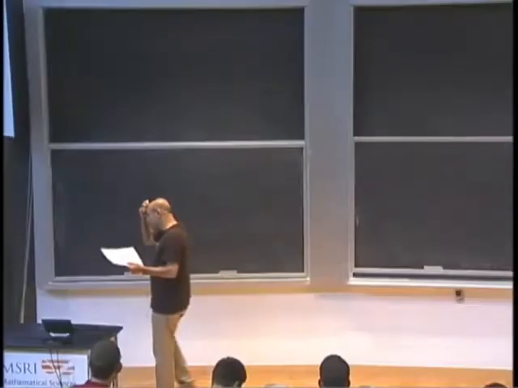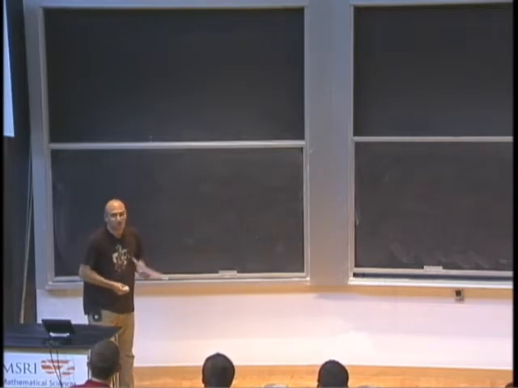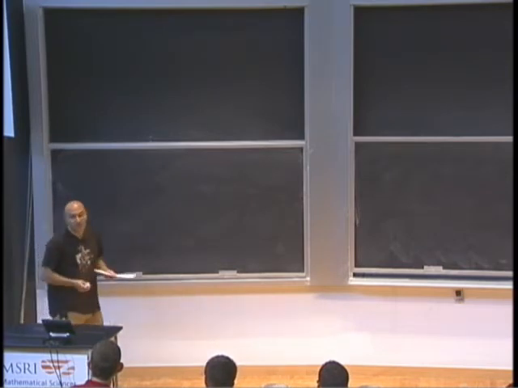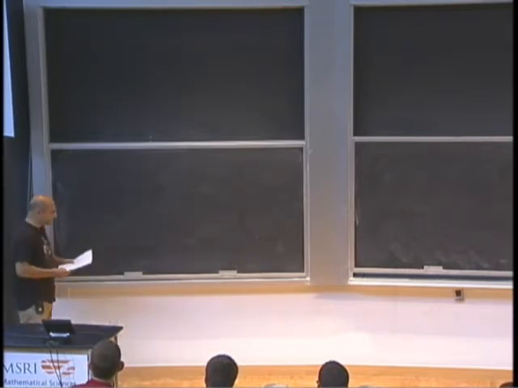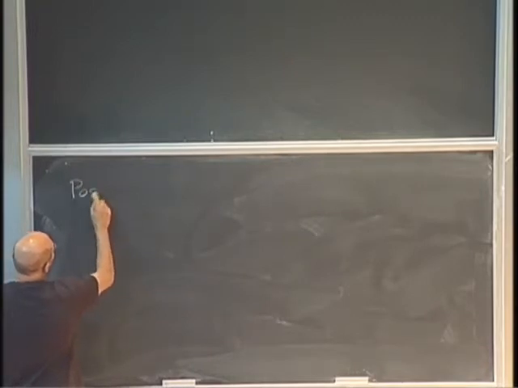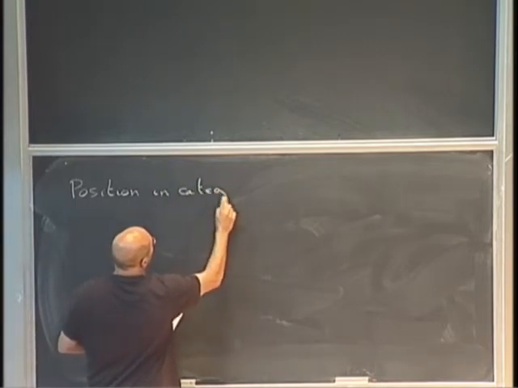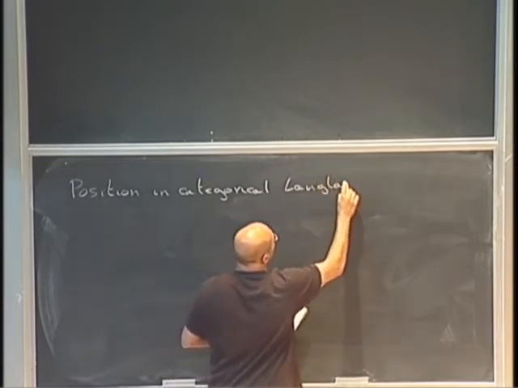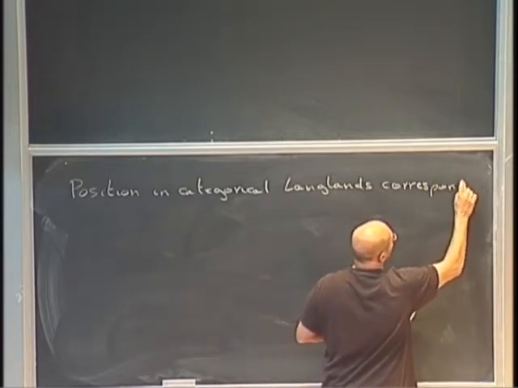What I want to talk about is related to this geometric or categorical Langlands correspondence, in the sense that the objects which I'm interested in naturally arise there. But I'm interested in them for their own sake. I hope I can convince you that they're interesting also outside of this context of the geometric Langlands. But let me start by explaining the position in the geometric Langlands, the categorical Langlands correspondence. So very conveniently for me, most of what I need was explained this morning.